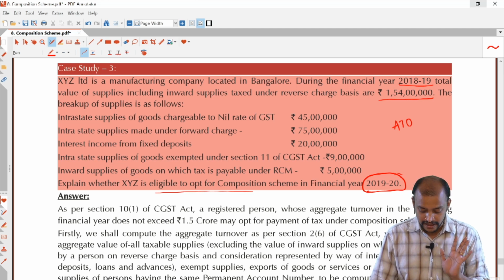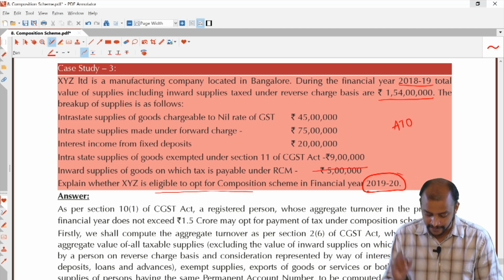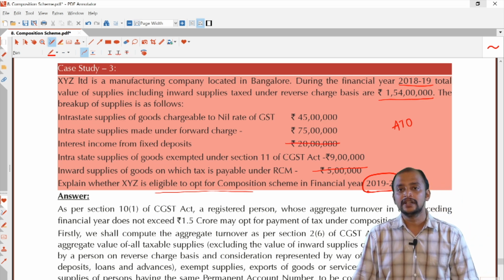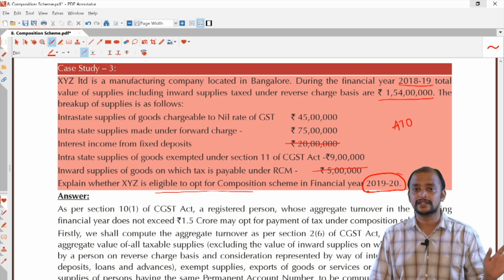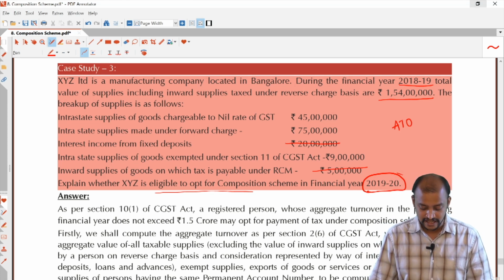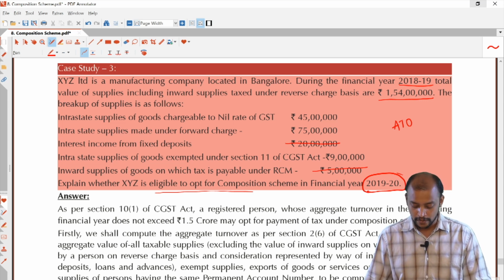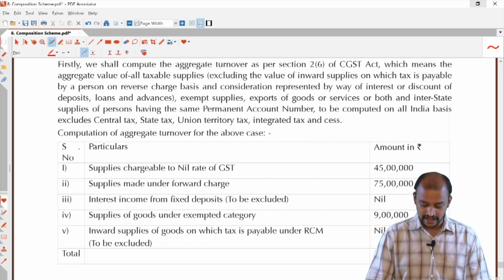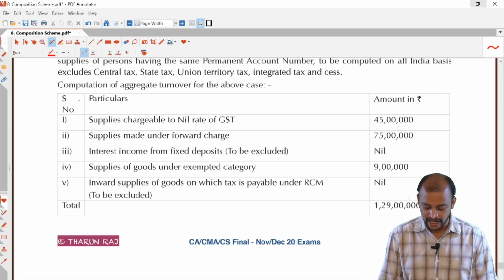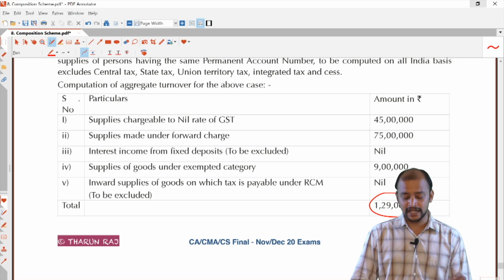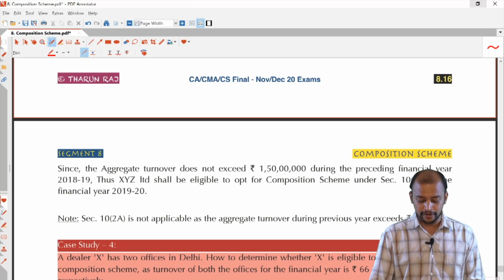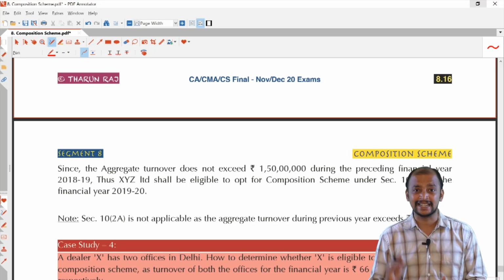While taking aggregate turnover, we need to take taxable supply, non-taxable supply, everything, and we need to exclude inward supply under RCM. So what is the inward supply under RCM? 5 lakhs, that will not come, and interest income also will not come while calculating aggregate turnover. Even tax, GST is not given, so that will not come. Now what is the balance? 45 lakhs plus 75 lakhs plus 9 lakhs, so that comes to 1 crore 29 lakhs. Therefore 1 crore 29 lakhs does not exceed 150 lakhs, therefore they can opt for the composition scheme during the current year under 10 subsection 1.